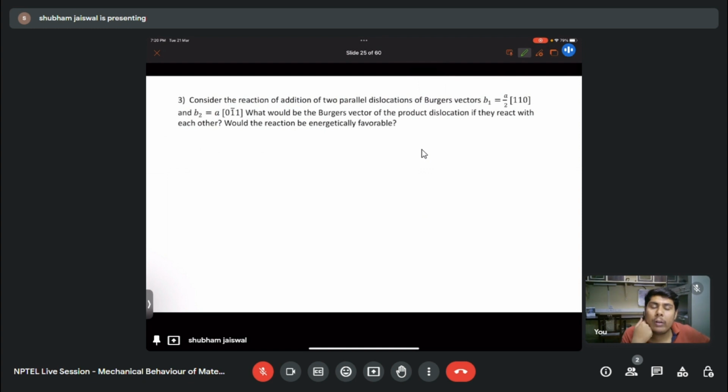Consider the reaction of addition of two parallel dislocations of Burgers vector B1 and B2. What would be the Burgers vector of the product dislocation if they react with each other? Would the reaction be energetically favorable? Please try answering this.